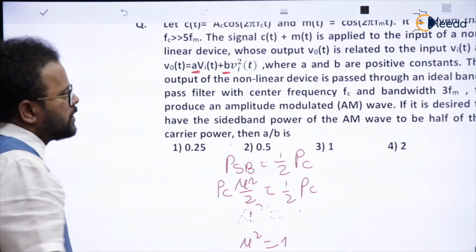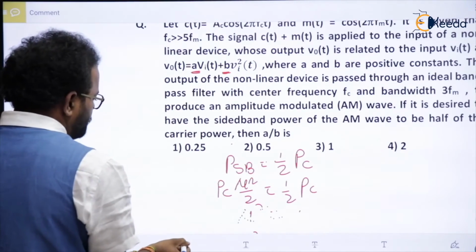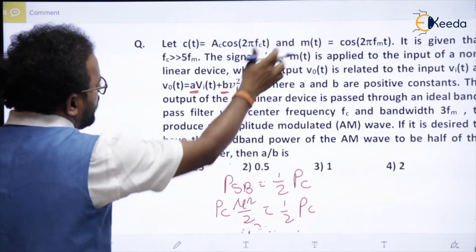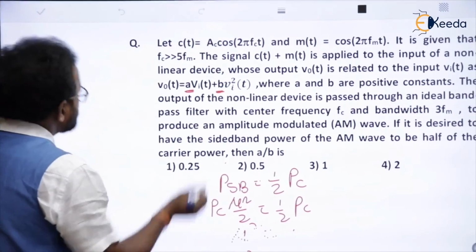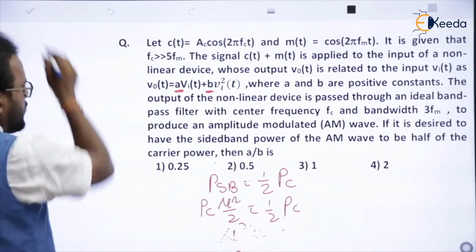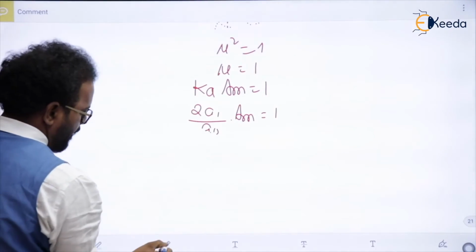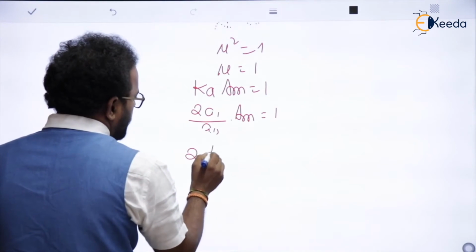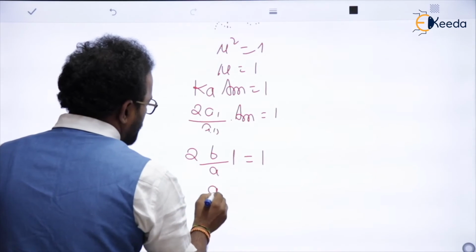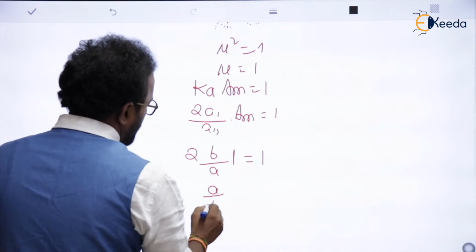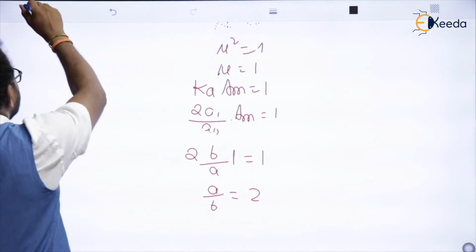Are you getting my point? So substitute the values. And you can also see in the above, M of t is cos 2 pi fmt. So Am value given 1. So substitute those two values there. If you are substituting those two values, 2 into A1 value is B, A0 is A, Am value given 1 is 1. So obviously is asking A by B or B by A? A by B. A by B is nothing but 2. So you can see the option.